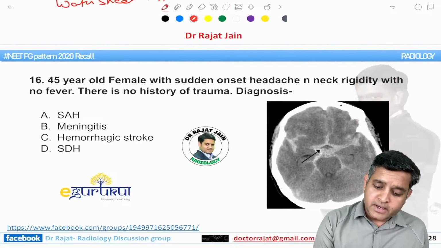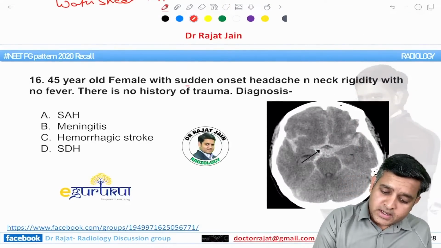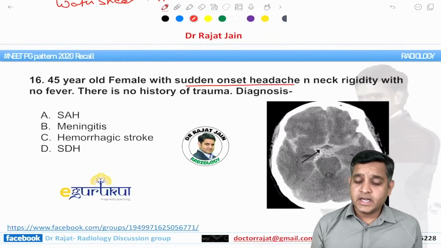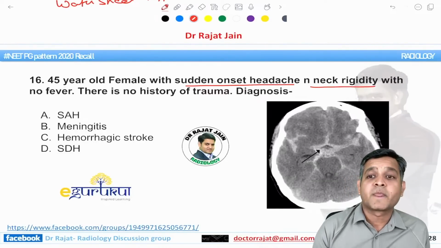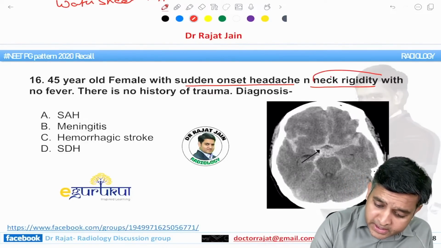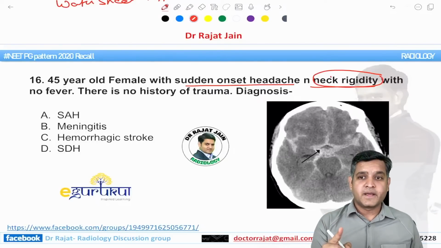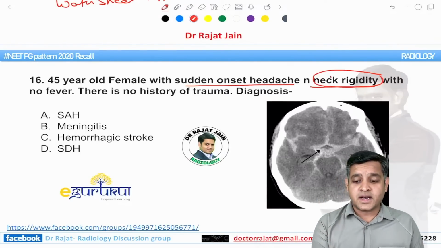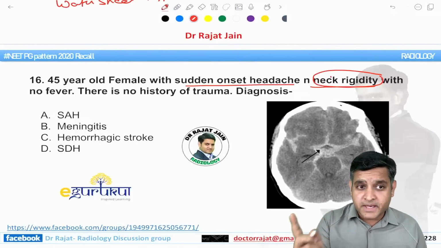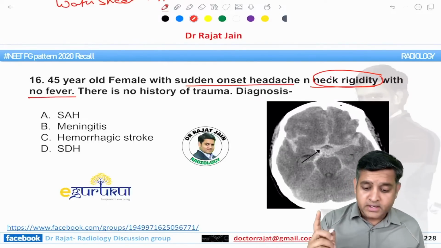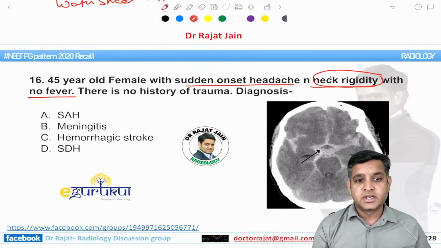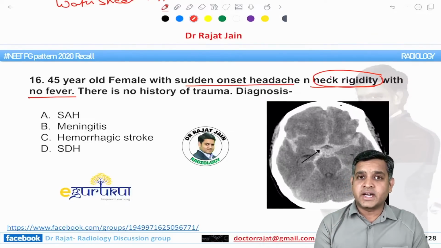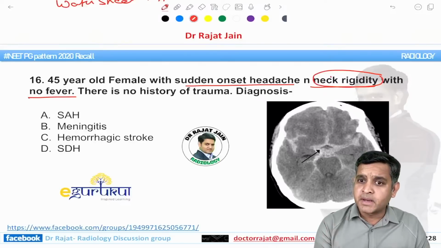A 45-year-old female with sudden onset headache and neck rigidity. So please remember, on seeing neck rigidity, what should you not mark? Don't mark meningitis. Neck rigidity with fever is meningitis. Without fever is subarachnoid hemorrhage.